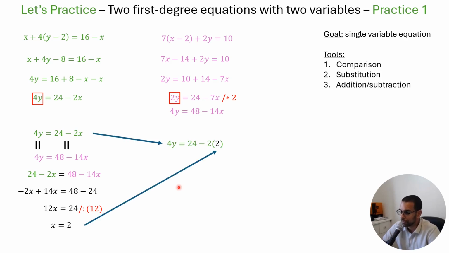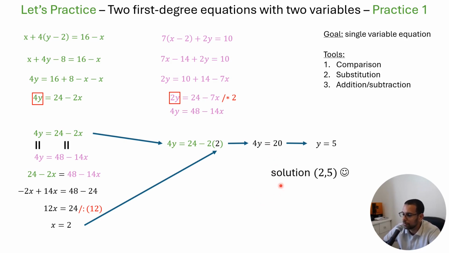Now we're going to choose one of the equations. We're going to plug x equal to 2, where the x was here, and then we're going to find the y. Then we have the y, and we successfully found the point of intersection, which is 2 and 5. So let's do another one.